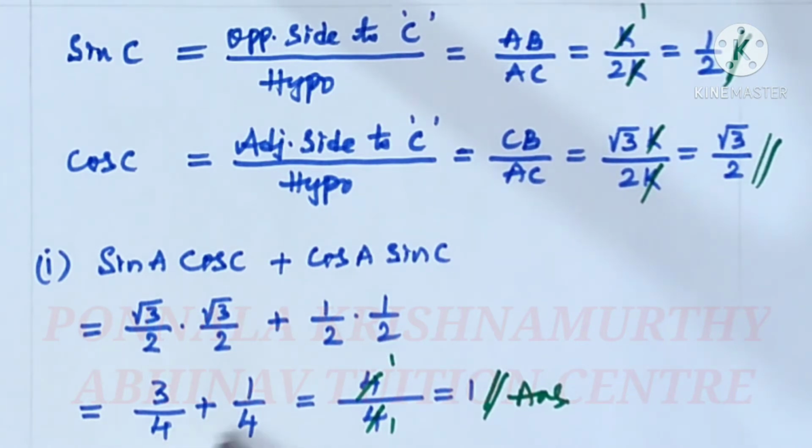Since the denominators are same, this 4 is the LCM here. We can add the numerators directly. 3 plus 1 is 4. When these two are same, we can add the numerators. But we should not add the denominators. 4 1s are 4 is equal to 1. Answer.